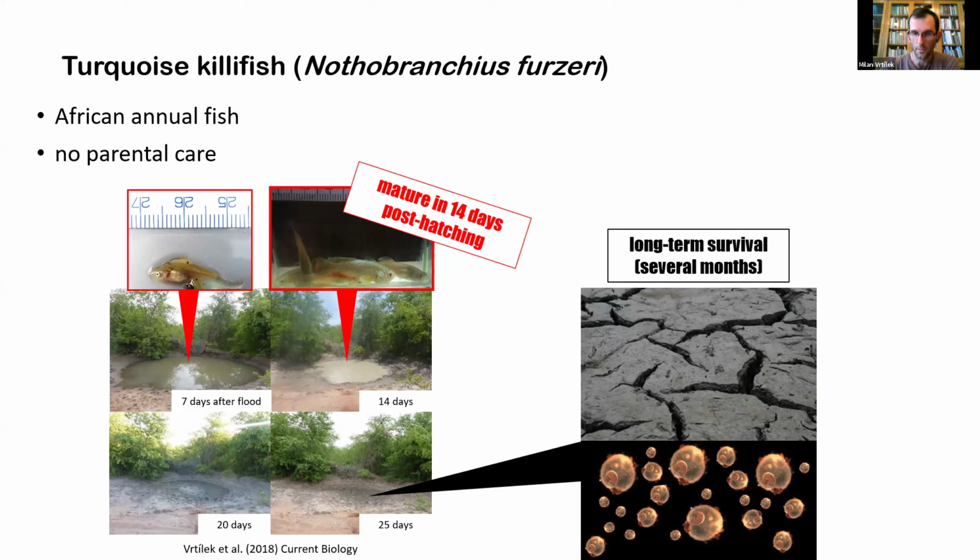On the other hand, they survive the dry season in the stage of embryos. That can take several months. Sometimes it takes multiple years. And after reproduction, they do not care about their offspring.